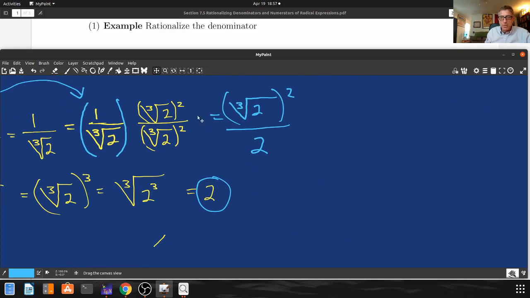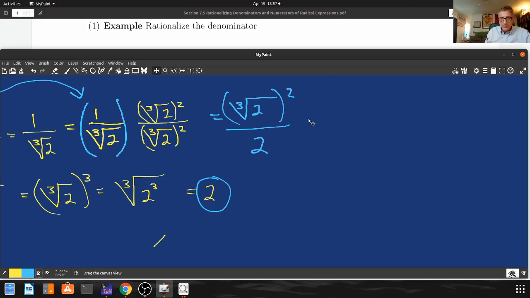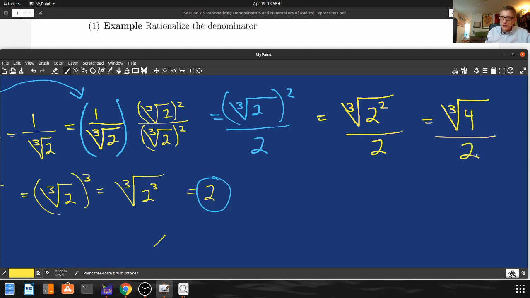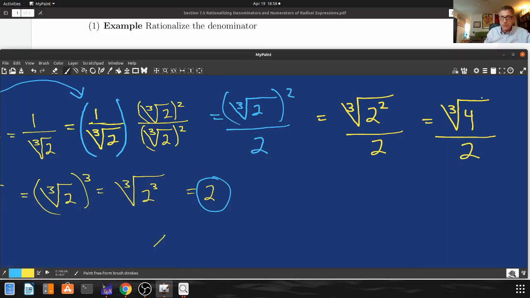But there's going to be more work to do in the simplification up here. That's the same as the cube root of 3 over 2 squared over 2. So that's the same thing as the cube root of 4 over 2. And that's it. It can no longer be further reduced.